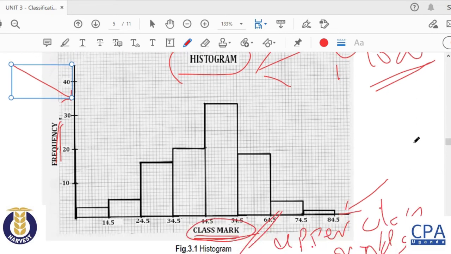Now, if you don't want to determine the mode and you simply want to present data on a histogram, then it is okay. You can go ahead and use the class marks against the frequencies.